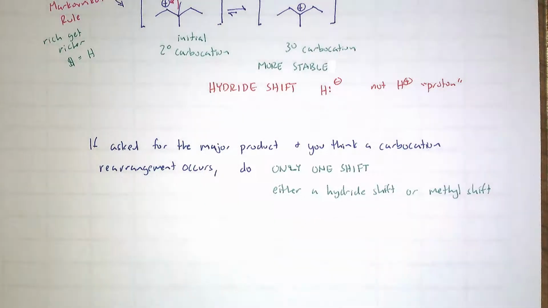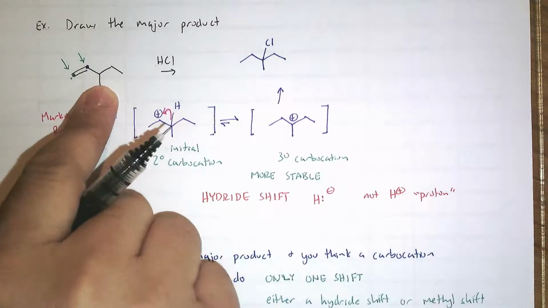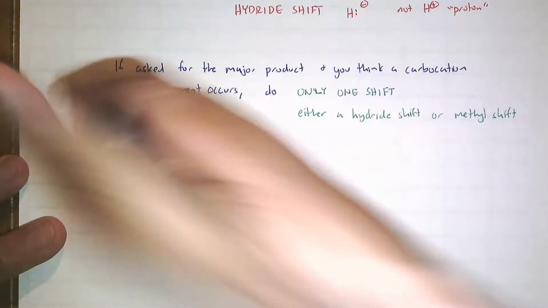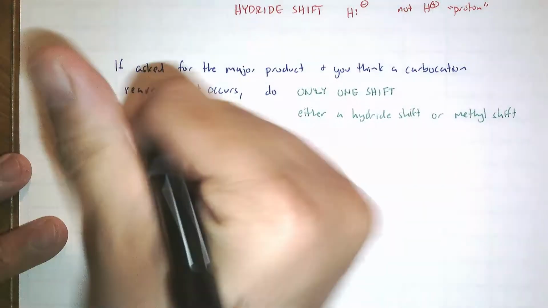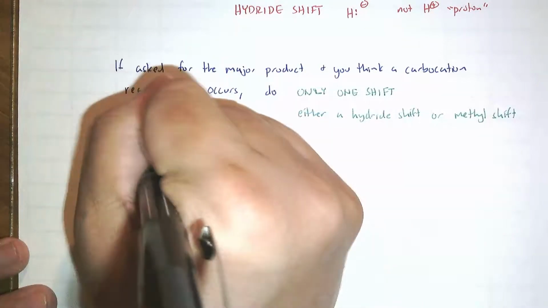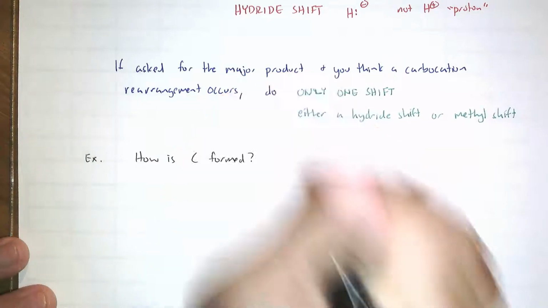So you might ask, well, what other kind of problem is there? When would you not ask for the major product? This is in contrast. So contrast this problem here, draw the major product, with the problem that I'm about to show. Another problem, and this is going to say, how is C formed?